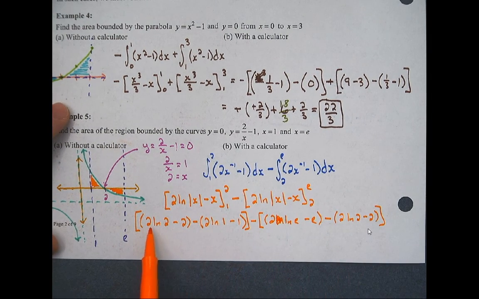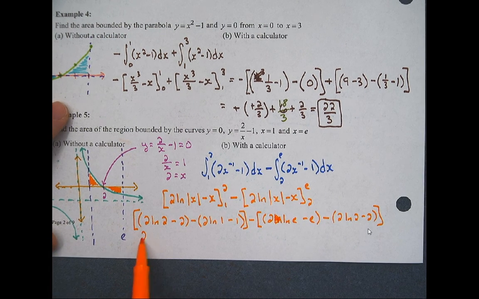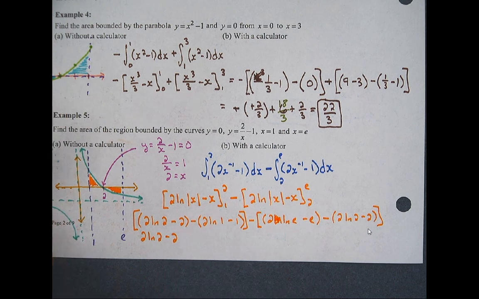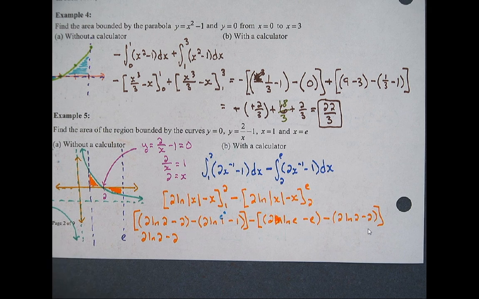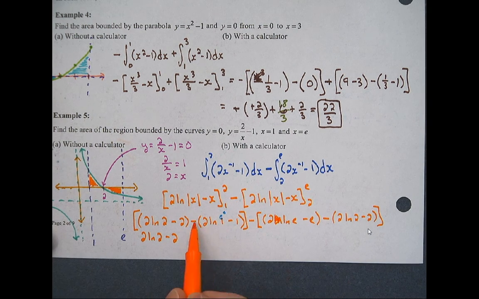All right, so let's see what we can do to clean this up. I can't make that look any nicer. So 2 natural log of 2 minus 2. Okay, now this is something I can clean up. Natural log of 1, I can rewrite that as e to the 0. Any log of 1 is always 0. So this would become 0, so I would minus a negative, so that would become plus 1.